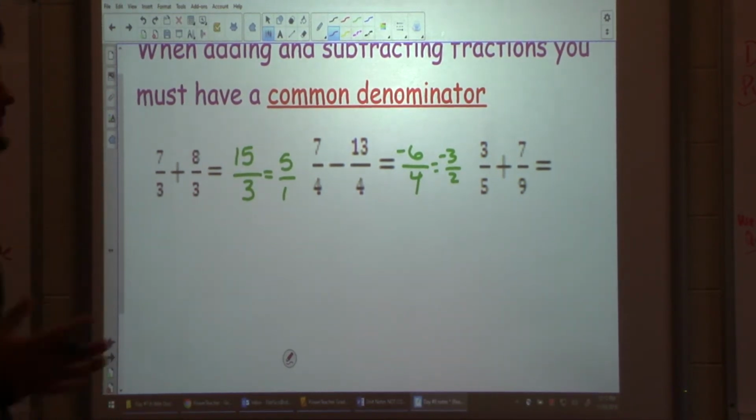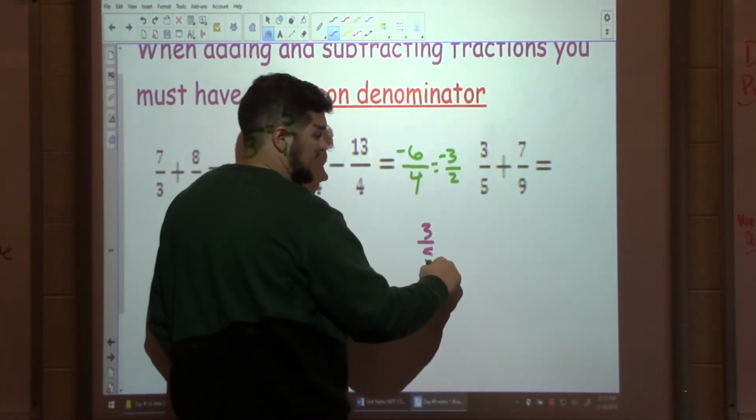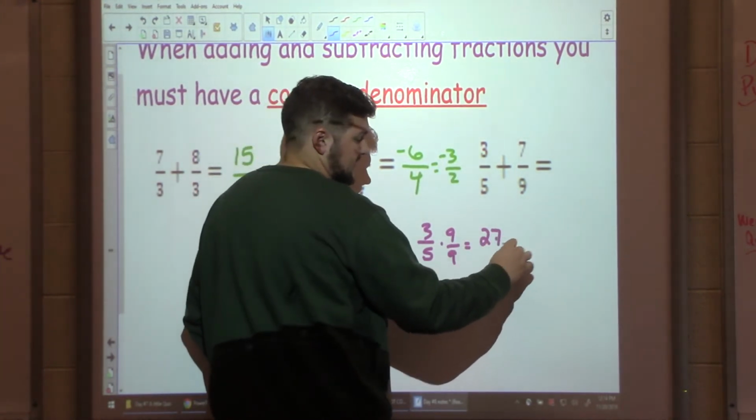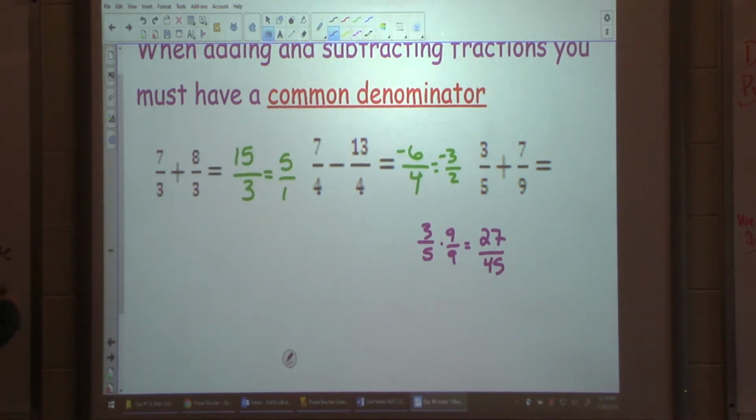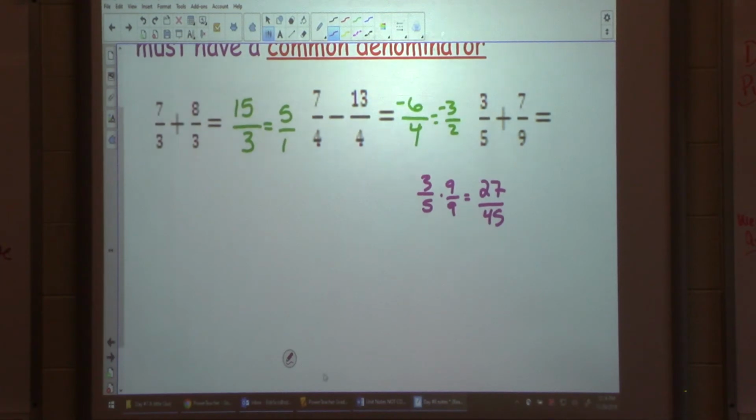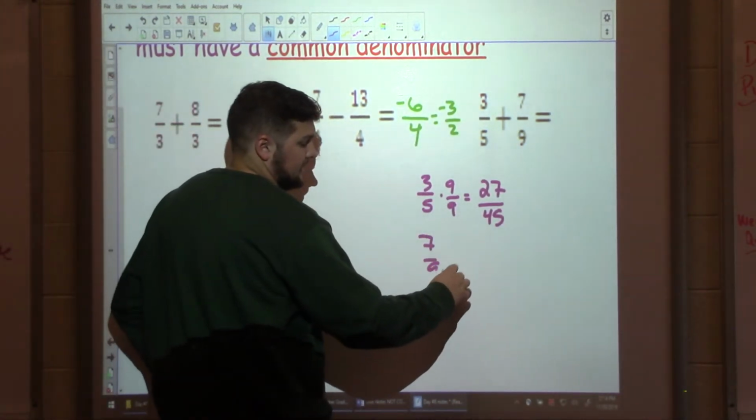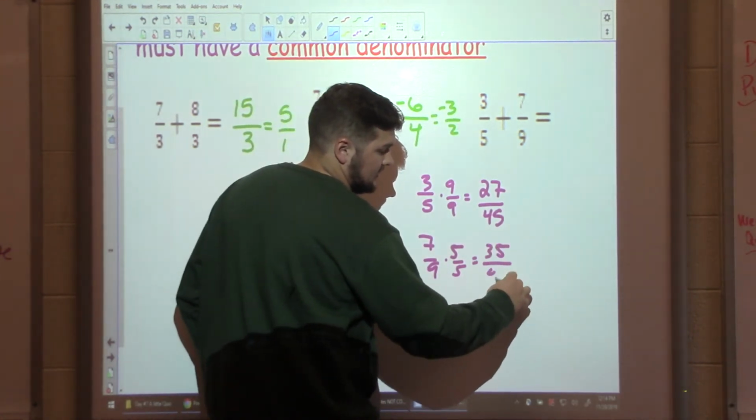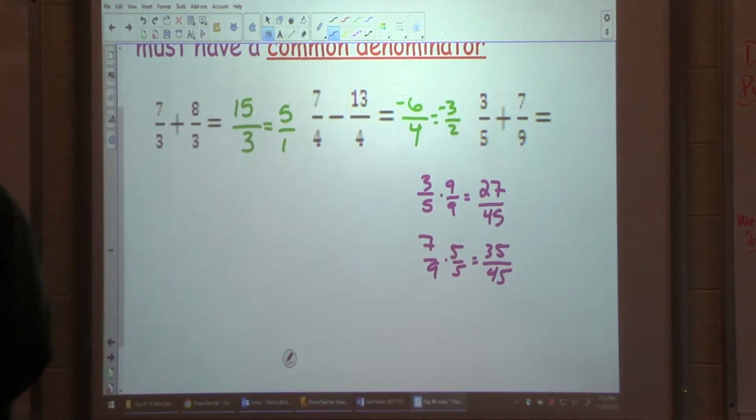Alright? So in this case, I'm going to multiply this whole fraction, 3 over 5, by 9. Right? I get 27 over 45. I'm going to do the same thing for 7 over 9, except I'm going to multiply by 5 to get a common denominator. 7 over 9 times 5 over 5 is 35 over 45.